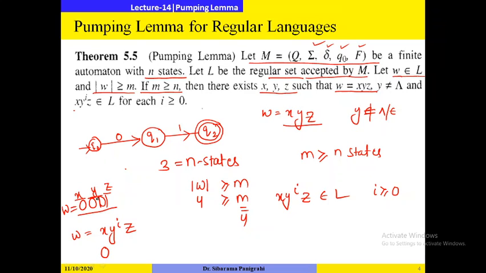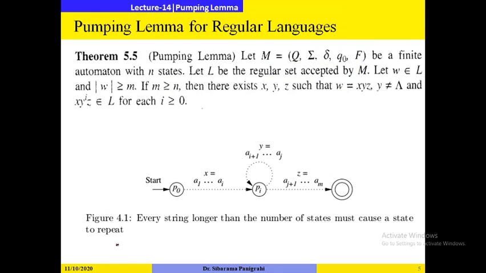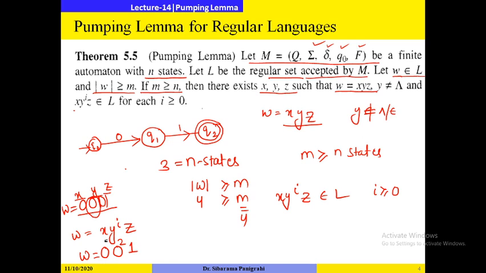Let me consider y as a single 0. So here I will do 0 to the power 2 and z equal to 1. So now you see what you will get: w equal to x, y to the power i, which means 0 to the power 2, z equal to 1. So it means there will be at least a self loop over here.